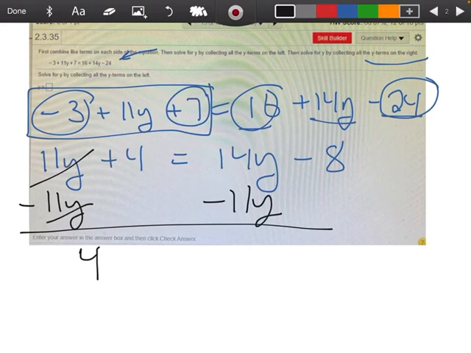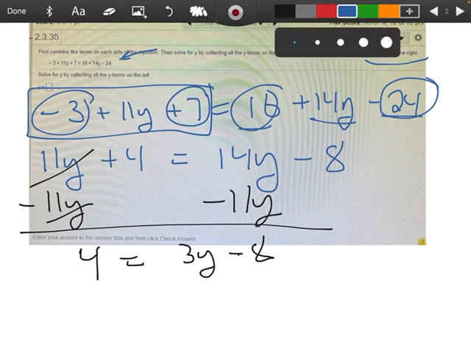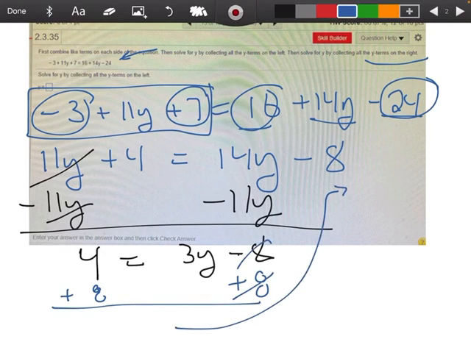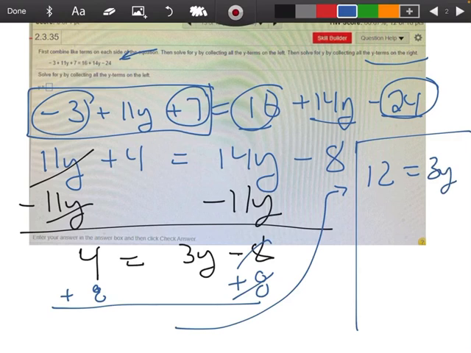Okay, that's going to leave me with a 4. Let's see, 14 minus 11 is a 3y, minus 8. So if I want to get rid of that minus 8, I have to undo it by adding 8 to both sides. Okay. And so I'm going to write it over here because I am running out of room a little bit. So 4 and 8 is 12. It's equal to 3y. And then when I divide both sides by 3, let's see, 12 divided by 3 is 4.